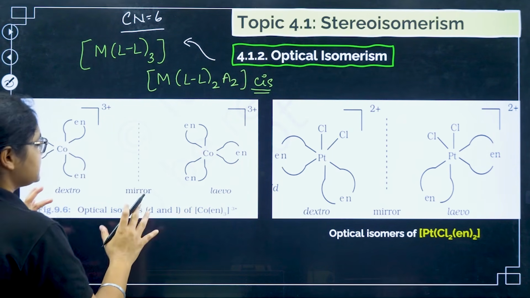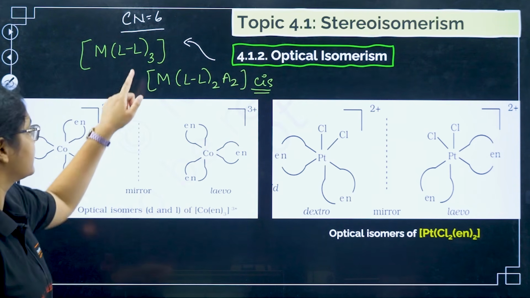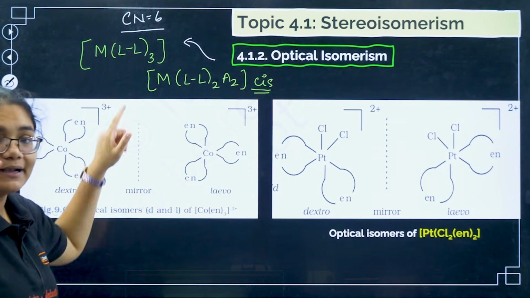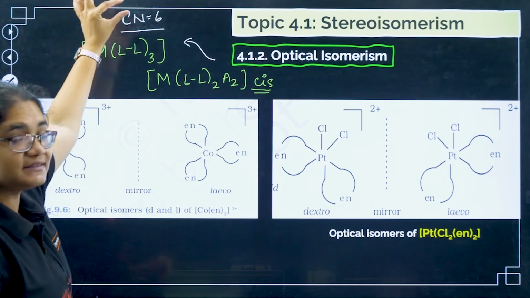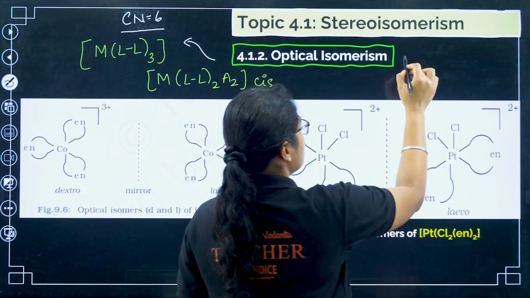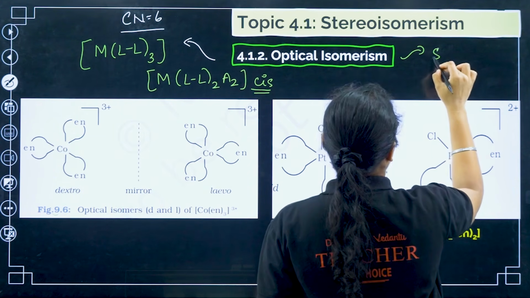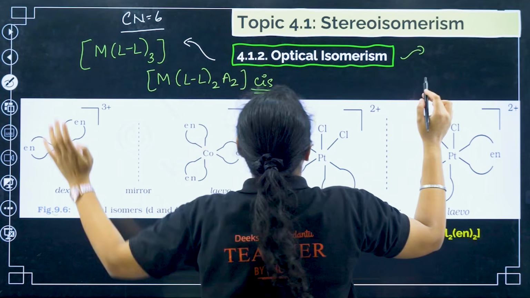Now let's see, this is Co(En)3. En is a bidentate ligand. One bidentate ligand forms 2 bonds, 3 will form 6 bonds. So it is a coordination number 6 compound. So if you have a structure like this, optical isomerism means what? They have non-superimposable mirror images.